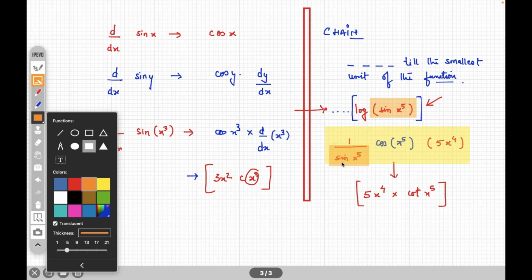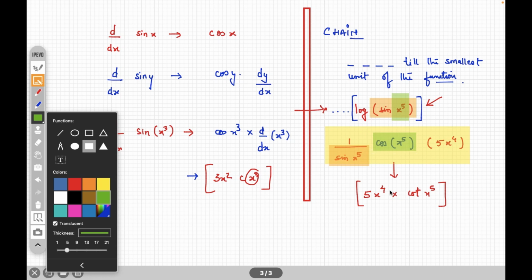Now log has been broken. We went inside. Whom did we meet? Sine. The nature of sine is cos of whatever is inside. So what was inside? X to the power 5. So when differentiated, sine gave us cos of whatever inside. Clear or not?